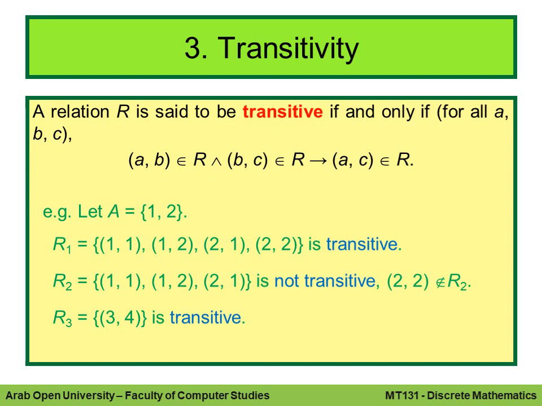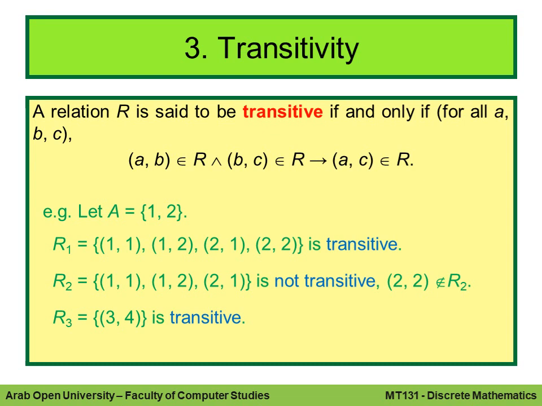Here are more examples. For the set A that has the integers 1 and 2, R1 here will be transitive. You actually have to check for every possible (a,b) in the relation and (b,c) also in the relation. You must show that (a,c) is also in the relation. This is a finite number of ordered pairs. It should be easy to verify the condition.